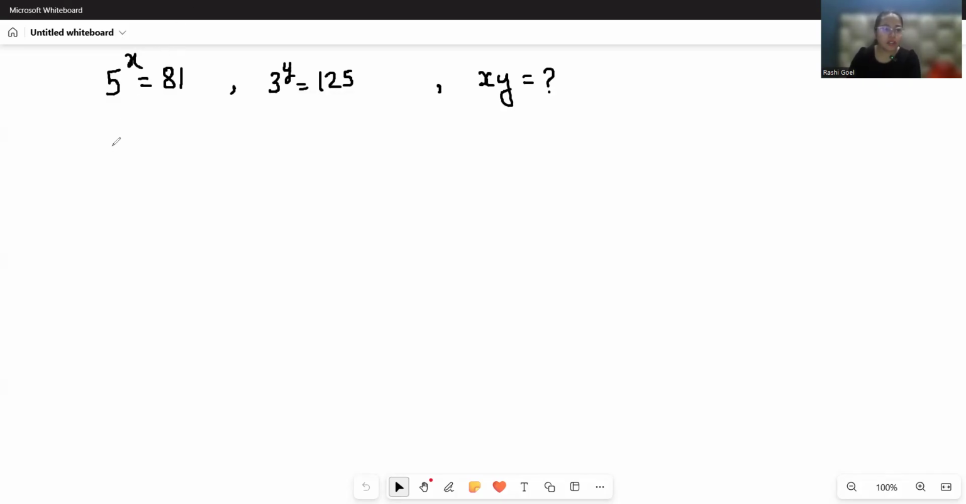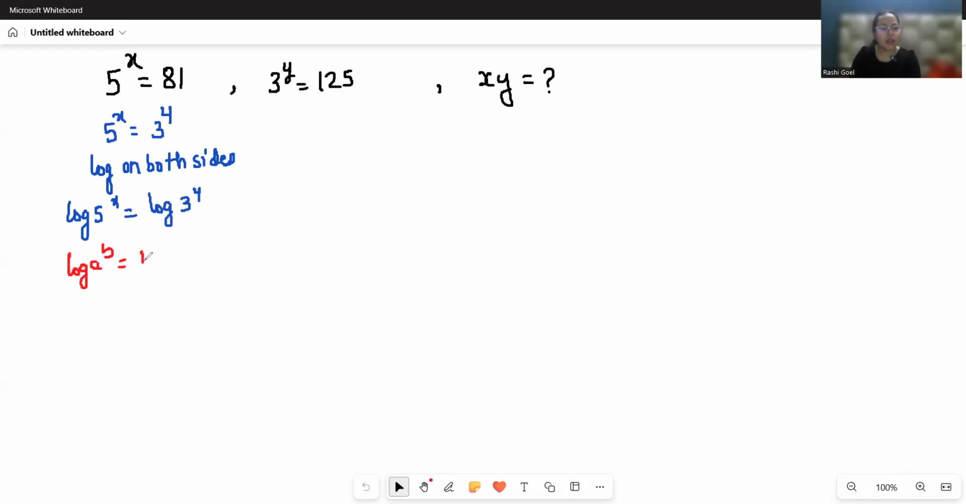So first I'll solve this 5 power x equal 81, which I can write as 5 power x equal 3 power 4. Now if I take log on both sides, log 5 power x equal log 3 power 4. Here I am going to use the identity that is log a power b equal b log a. So it's x log 5 equal 4 log 3.